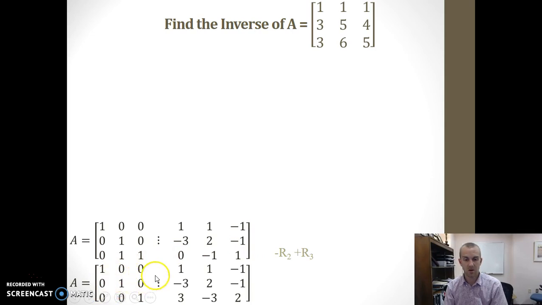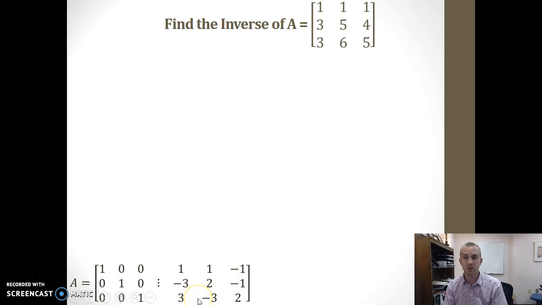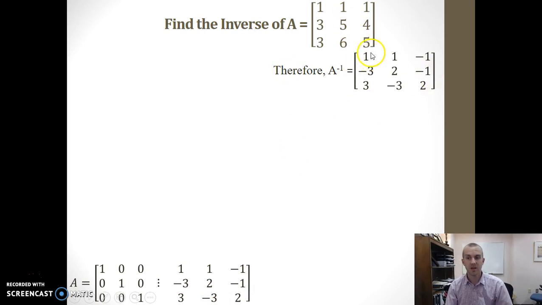And I have all ones on my diagonal, so I have the identity matrix, and here on the right side then is my inverse. So my inverse then is just that right side matrix. And if I want to double check, I could multiply the two together and I would see they give me an identity matrix.